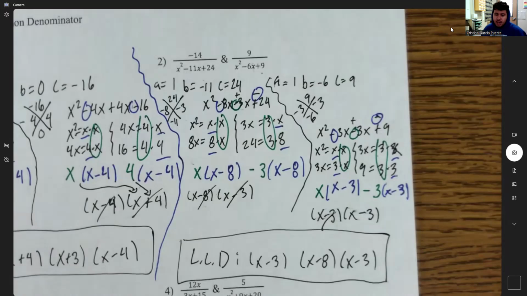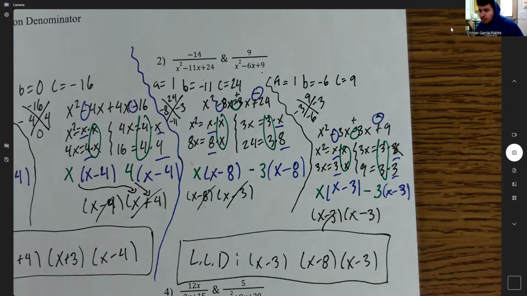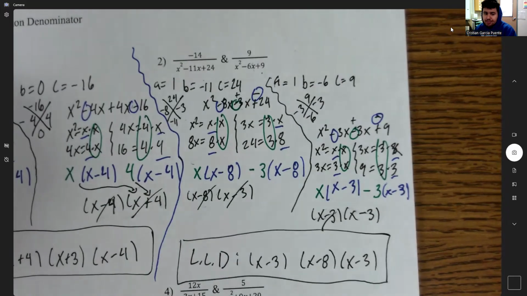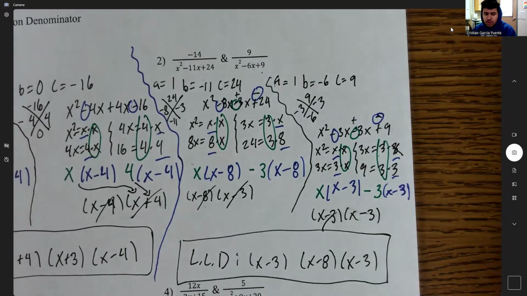So for the LCD, I think it isn't that much of a difficult problem. I think the difficult part would be the factoring. I think looking at what they have in common isn't that difficult. It's just actually getting there. All right, I'm going to move on to example number 3.